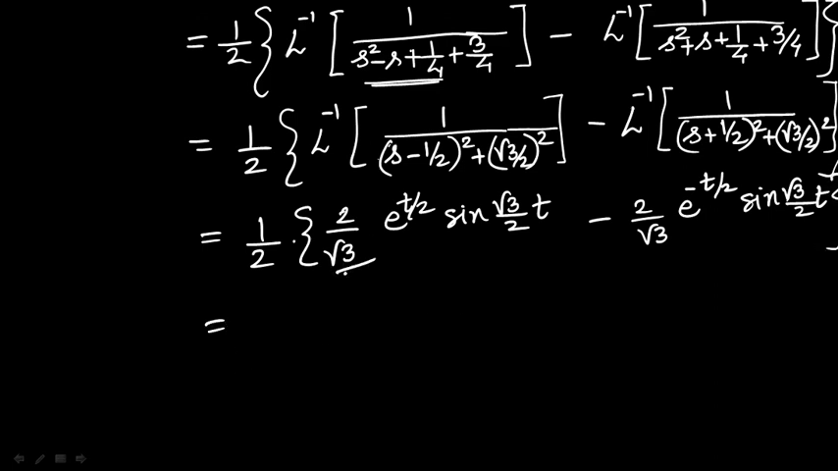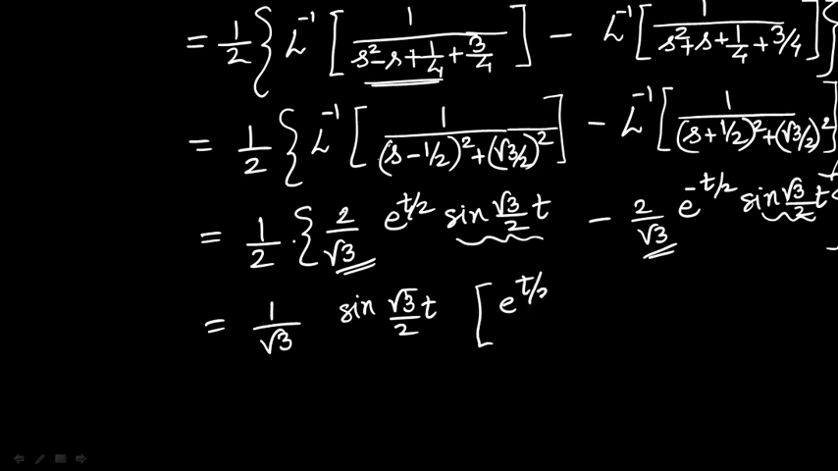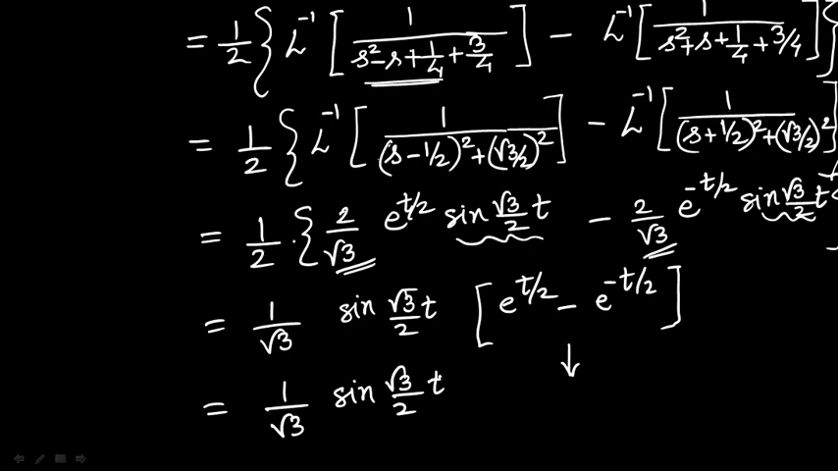Now we simplify this. 2 by root 3 we take outside, these two get cancelled, that means we get 1 by root 3, then sine root 3 by 2 t, which is common to both the terms. The remaining term is e to the power t by 2 minus e to the power minus t by 2. Now this is the answer, or we can write this value as 1 by root 3 sine root 3 by 2 t. Now if we adjust the 1 by 2 term and multiply by 2, we get this value as sinh t by 2, which is the required result.